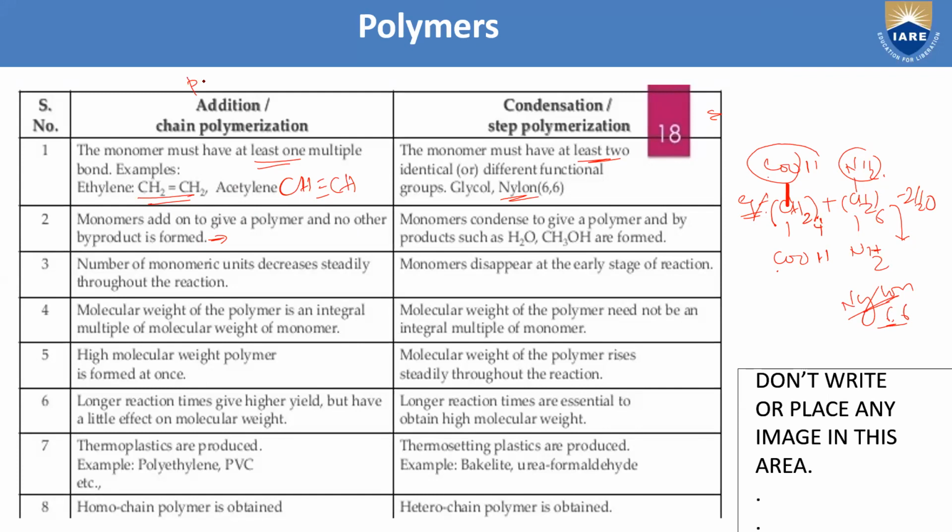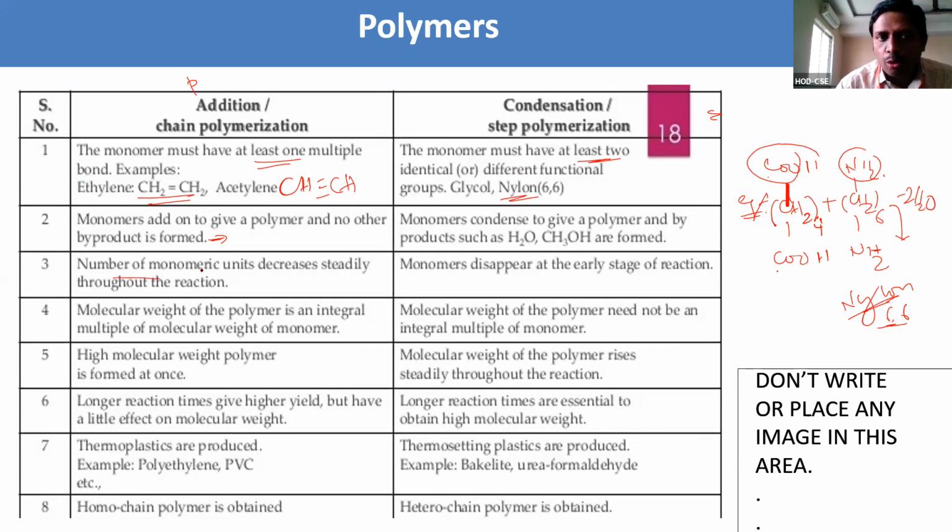Ethylene gives polyethylene. In condensation polymerization, byproducts are formed. Here, the byproduct is H2O. In the preparation of nylon 66, the byproduct is H2O. Here, in addition polymerization, no byproducts are formed. The number of monomeric units decreases as the number of chains increases.